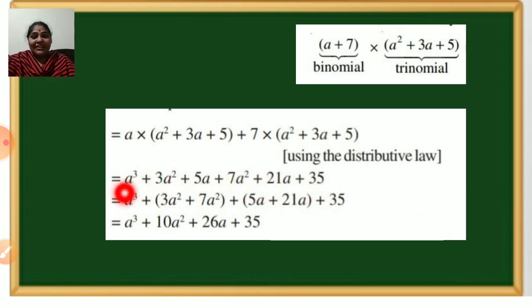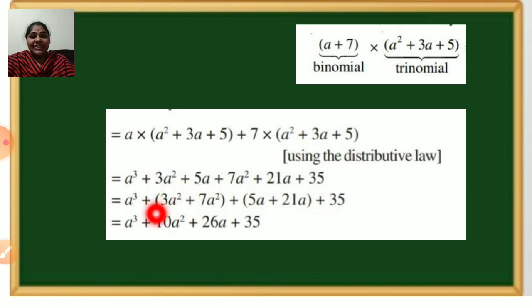Now let us rearrange the terms. Let us take the like terms in one bracket. So a cube, I cannot see any other cube terms, so I have kept it as it is. Plus 3a square and plus 7a square I have brought in a bracket. Plus 5a and 21a I have brought in one bracket, that is 5a plus 21a. You have to be very careful with the sign, children, whether it is a plus or minus. So here I can see all are addition, that is plus. So you will take all the addition, plus 35 as it is.